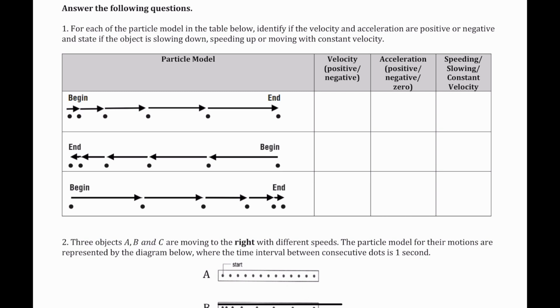So, for the first one, the velocity vector is in this direction, which is positive, and as we see, the object is speeding up because the distance between the dots here is increasing, so the acceleration is in the same direction. So the velocity is positive, acceleration as well is positive, and speeding up.